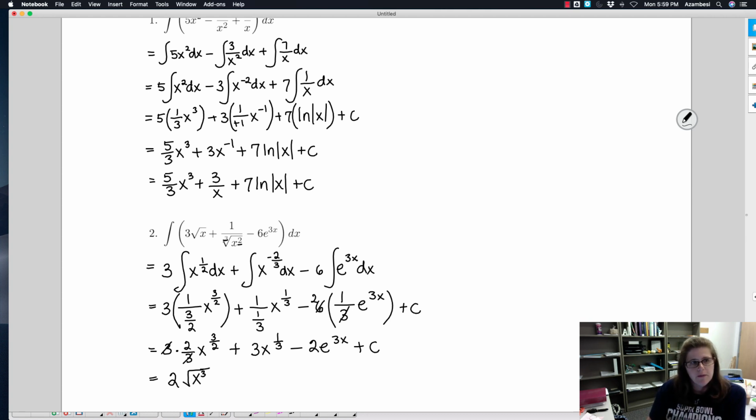Whenever you're given a problem, giving it back in the same form is always a good plan. So this was given to me in square root form, so I'm giving it back that way. So plus 3 times the cubed root of x minus 2 e to the 3x plus c.